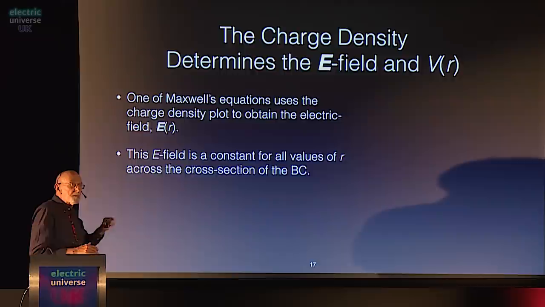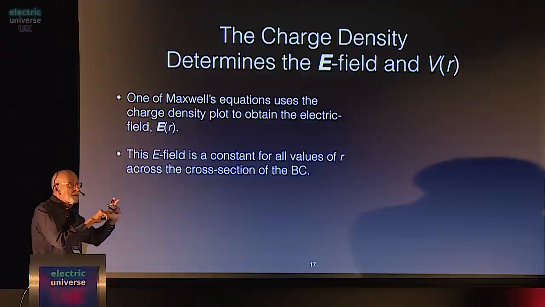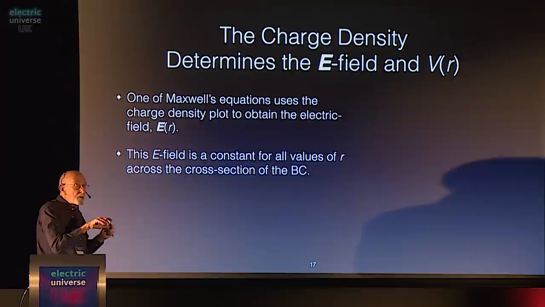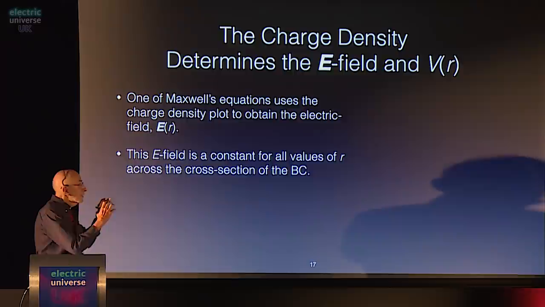What does that say to you in English? It says, no matter where you are in the Birkeland current, in the cross-section of it, no matter how far away you are from the center, close to or far away from the center, close to or far away from the edge of the thing, the E field, the force on a positive charge, will be the same, regardless of where you are. Okay, so there's an outward constant force on any positive charge inside that Birkeland current.